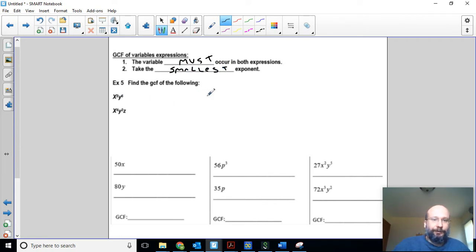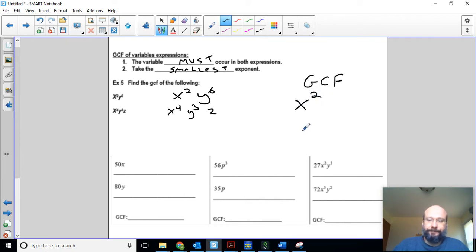So for instance, this one, let me rewrite this in case it's hard to see. It's x squared y to the 6th, and then it's x to the 4th, y to the 3rd, z. So the GCF of these, again, the variable's got to be in both of them. If we look at x, it's in both of them, so we can take out the smallest x. We have x squared, and we have x to the 4th. So the GCF would be x squared.